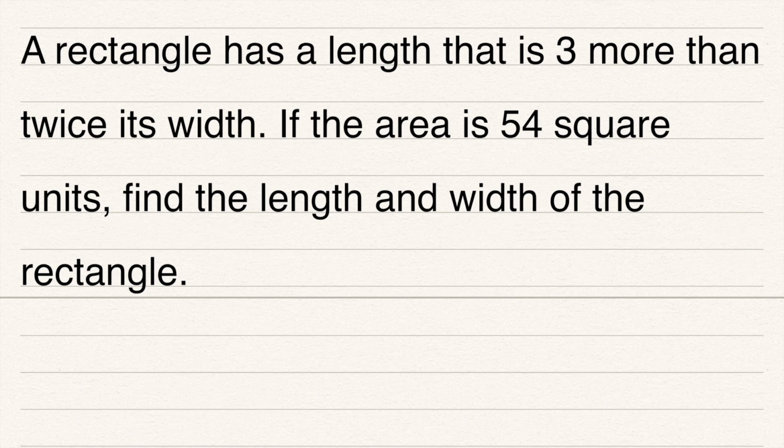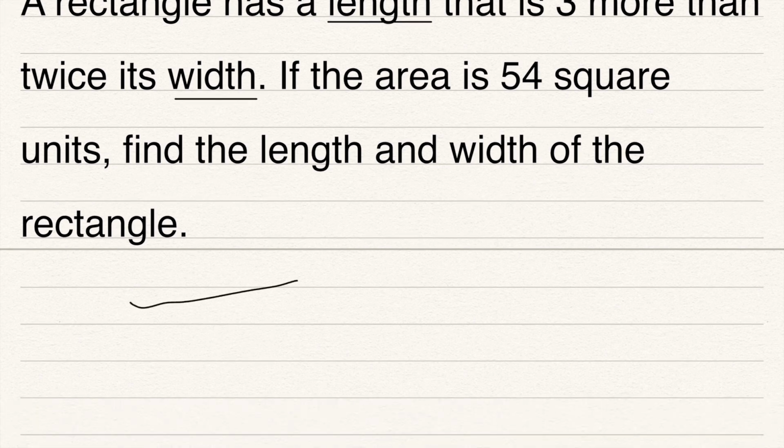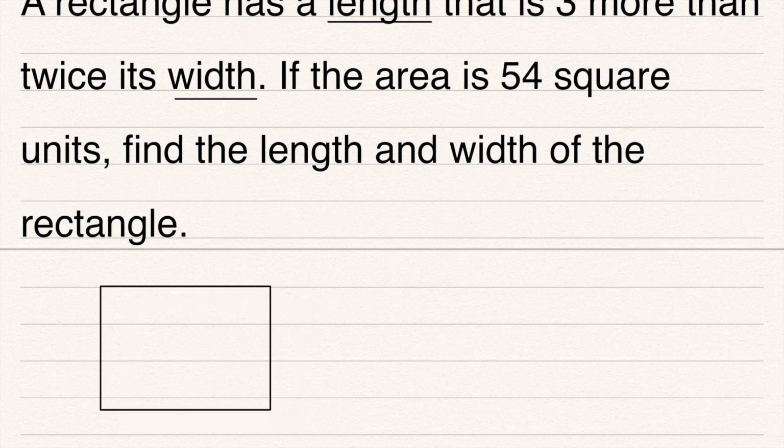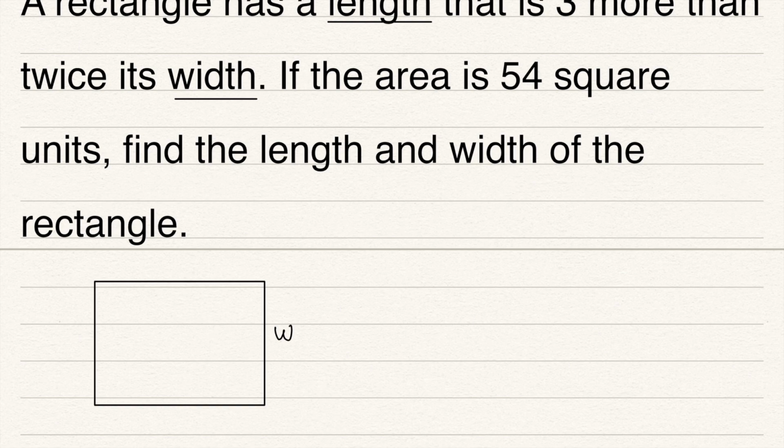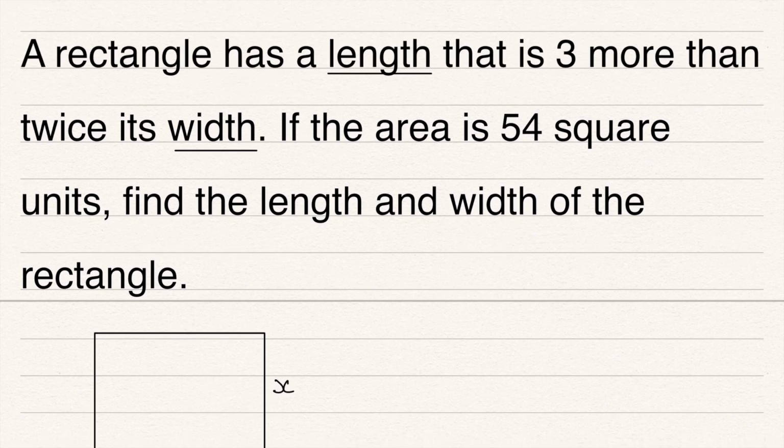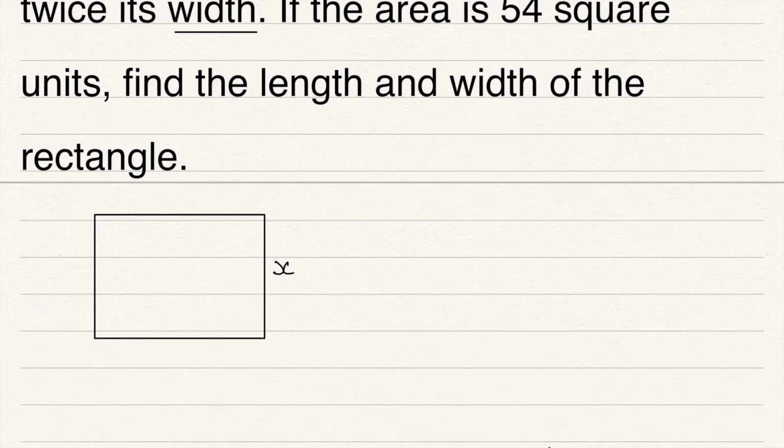I'm going to read it again, looking for those key elements. A rectangle has a length that is 3 more than twice its width. There's a relationship here between length and width. So when I think about my picture, I have a rectangle, and they've told me that the width, we don't know. We could call that W, or we could call it x, just because I think most of us are more comfortable with that. The length is 3 more than twice its width. Twice the width is 2 times x, and we need 3 more, so 2x plus 3.